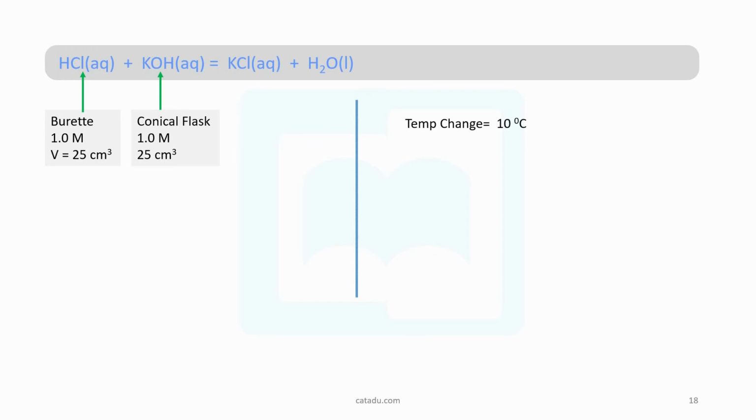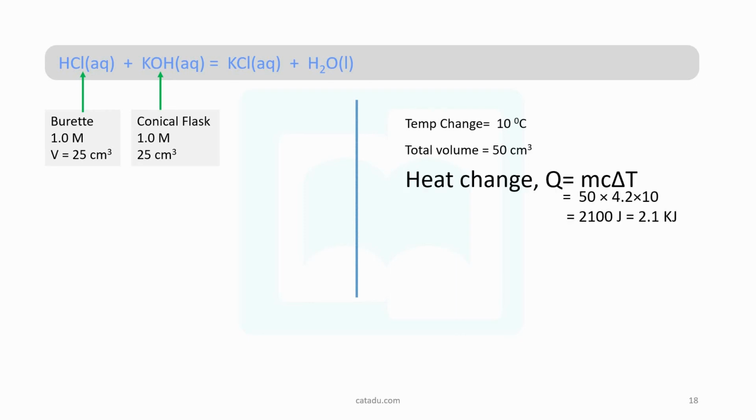For this case, this is exothermic. I'm assuming the temperature changes by 10 degrees and the total volume is 25 plus 25, 50, and the heat change Q is equal to mc delta theta. Here m is the mass, c is the specific heat capacity, to be given in your question or in your data booklet, and the temperature change in this experiment is 10 degrees. So the total heat change is 2.1 kilojoule.